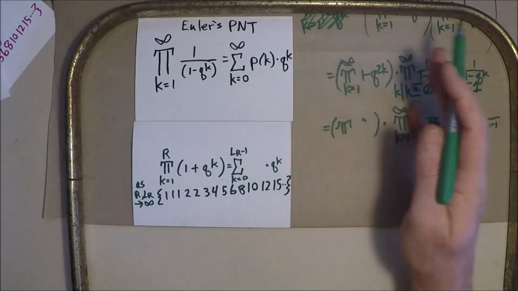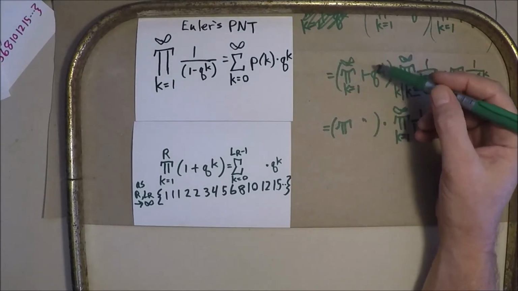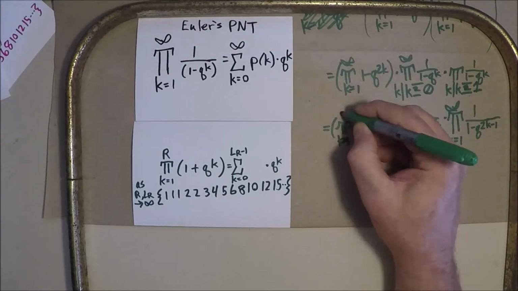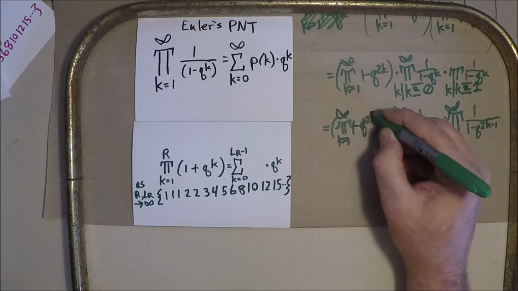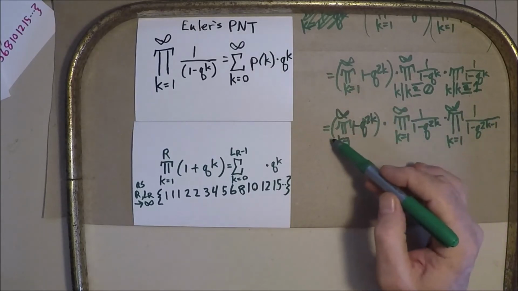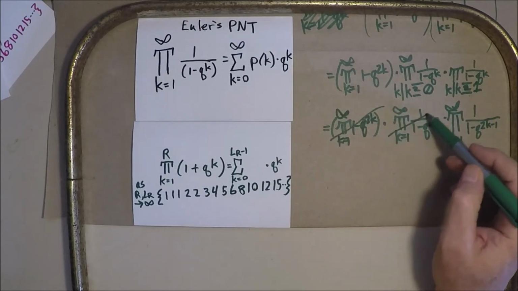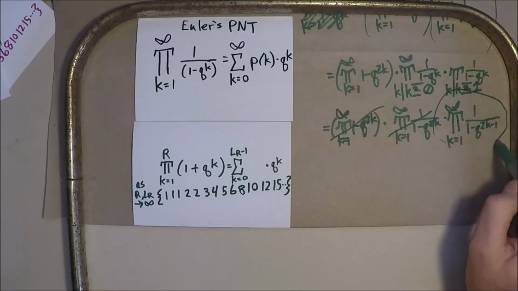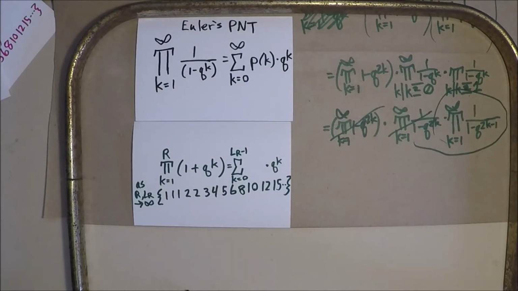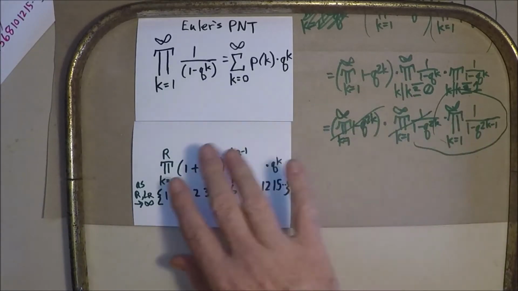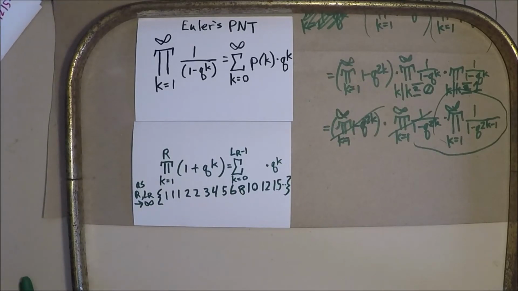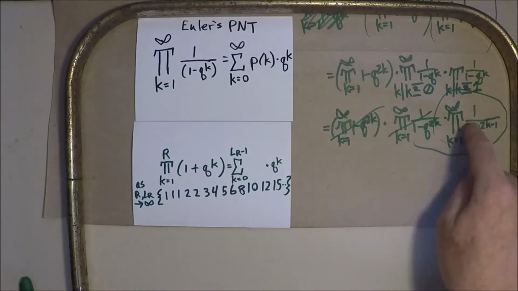And here's how that is proven, by noting that this is 1 minus q to the 2k. So that cancels with that, leaving us this. So that's interesting. Now I could write this out on a card, but let's show another connection that gets us to this.